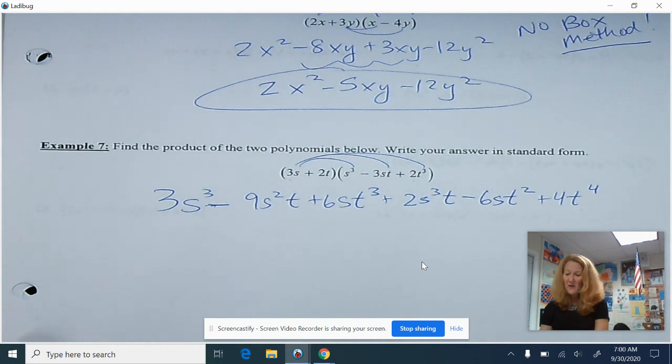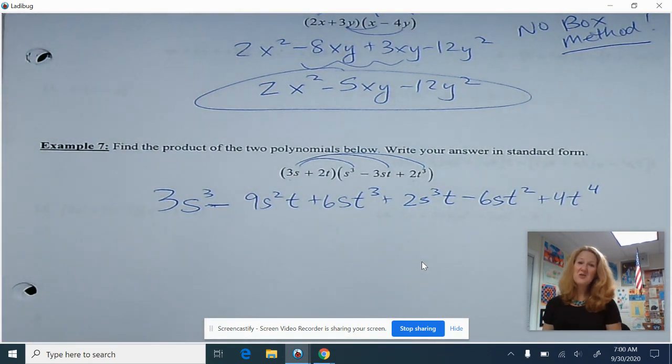All right, now I want to write my answer in standard form. So there are no like terms in this particular case, but the first variable is s. It should be written before the t, and then you want the s descending. So you want to start with the s to the third, then the s squared, then the s, and then the constant.